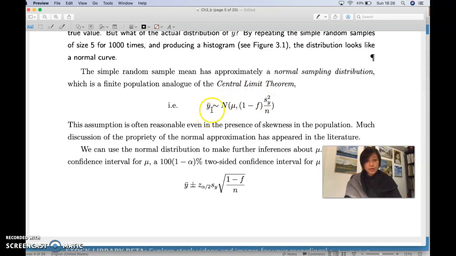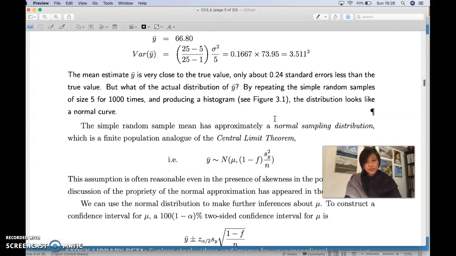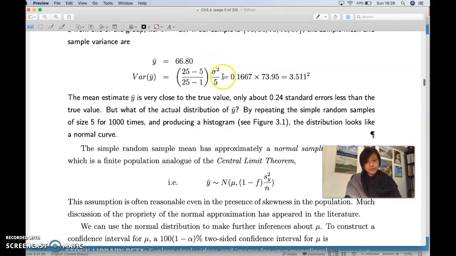That means y bar follows a normal distribution with mean equal to the population mu, and we can use the variance. For the variance, we can either use this value, or if sigma square is not given, we can use our estimated variance of the sample mean, which is s_y squared divided by n multiplied by the finite population correction factor.